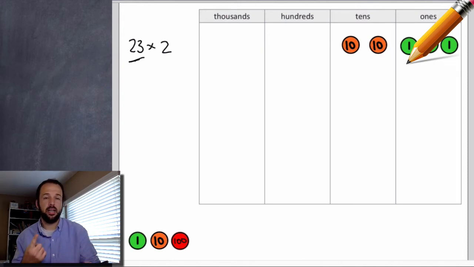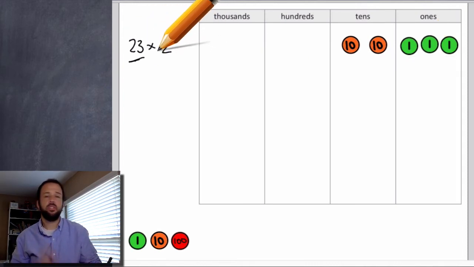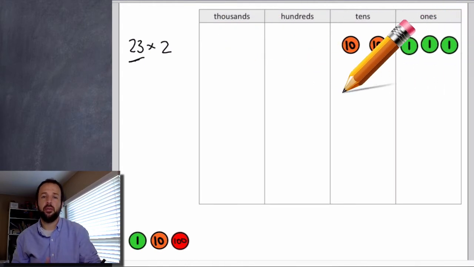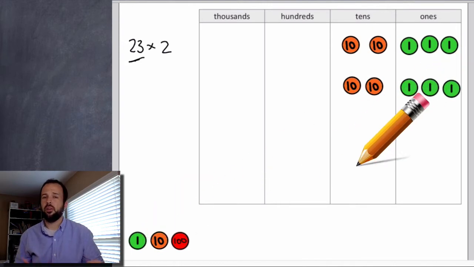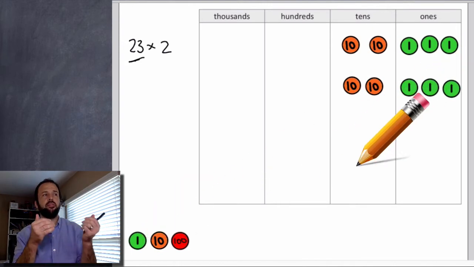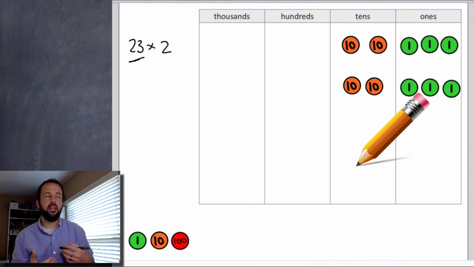I made 23 one time, but according to my problem, I want to do it 2 times. So I'm going to make a copy of that. I'm going to count out another 23. Perfect. So now I have another 23. So now I have done 23 twice, right? 23 times 2. So let's take a look now at the values that I have and stack things vertically and see what we come up with.